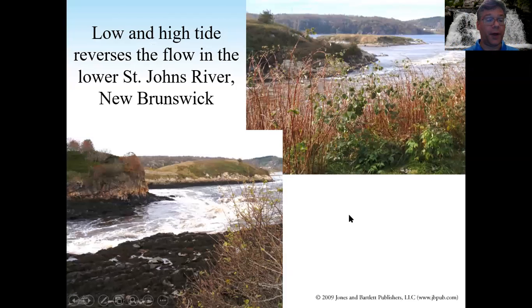Here's another example of the effects of the Bay of Fundy. At low tide, in the lower picture, we have the river flowing down and towards the left side of the picture. At high tide, we're standing a little bit different spot, getting that picture. The river is actually flowing backwards, going up due to the tide pushing in.